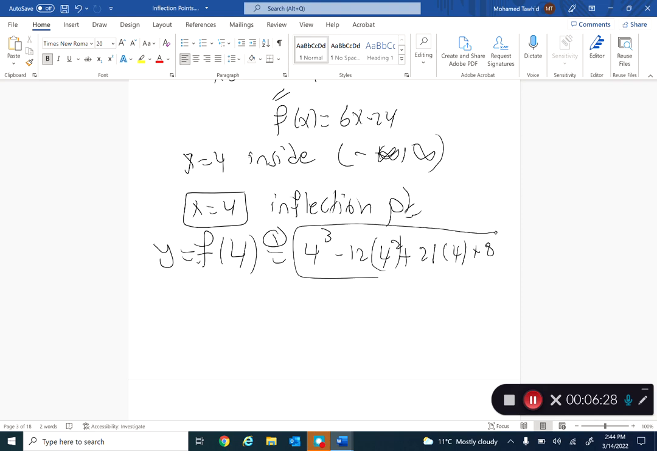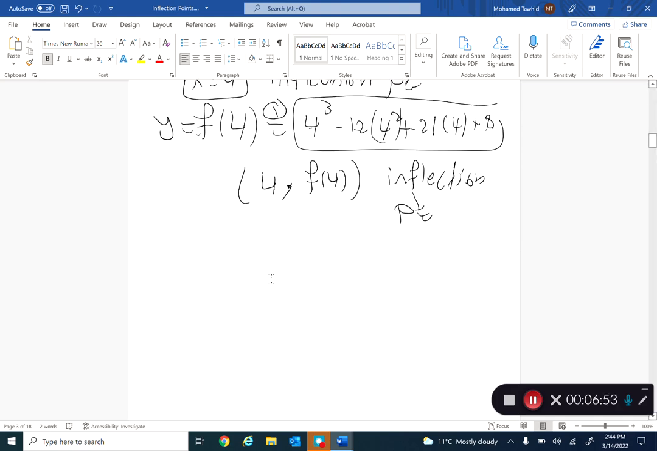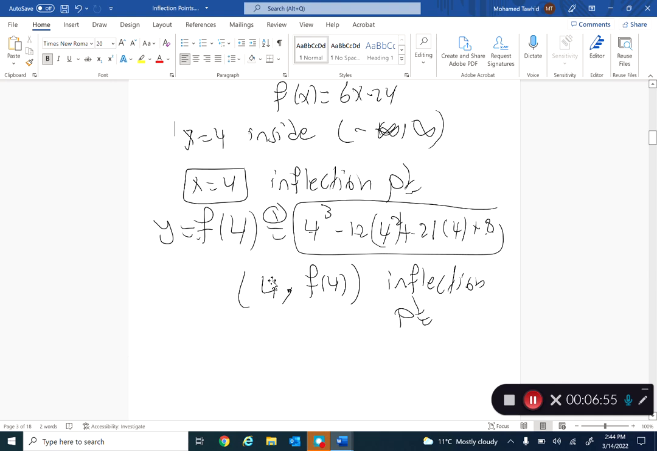You have to use technology for this number. I don't have my technology with me, but whatever the number is, the x value here should be 4, and f at 4 is this number that you are getting. This we call the inflection point. The inflection point is your x and y. Okay, guys, so that is our example of how to get the inflection point.